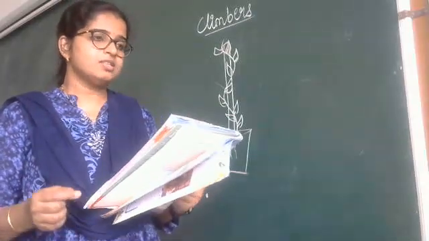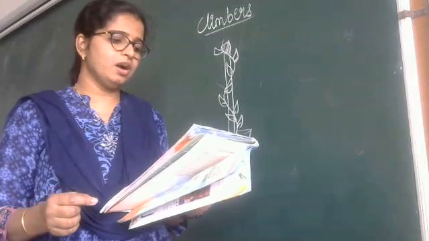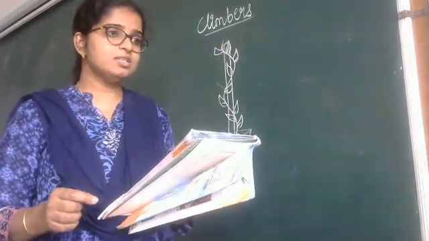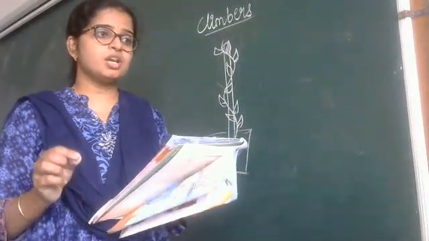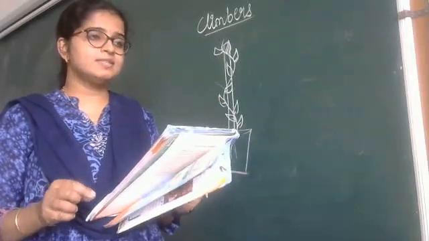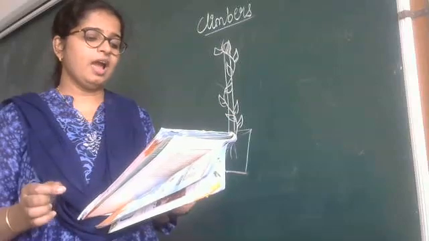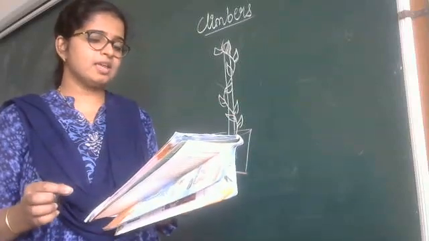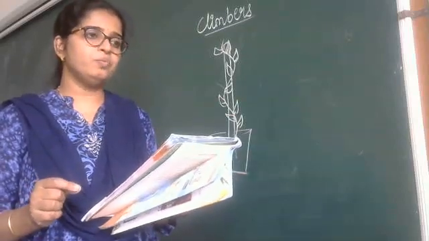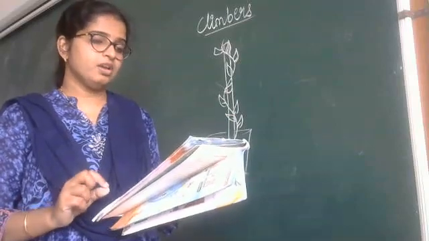Shrubs. A small plant with a woody stem is called a shrub. It has many branches. Cotton, tulsi, and rose plants are examples of shrubs.